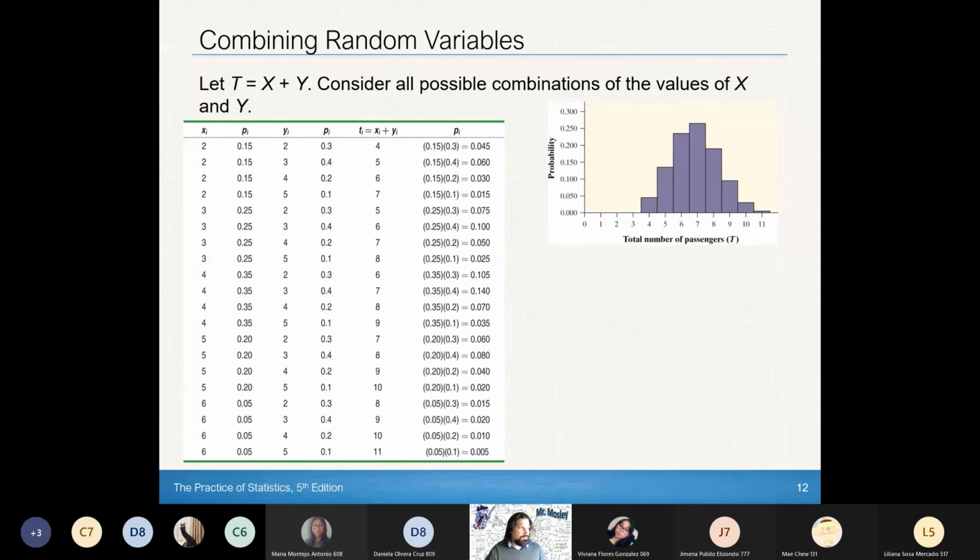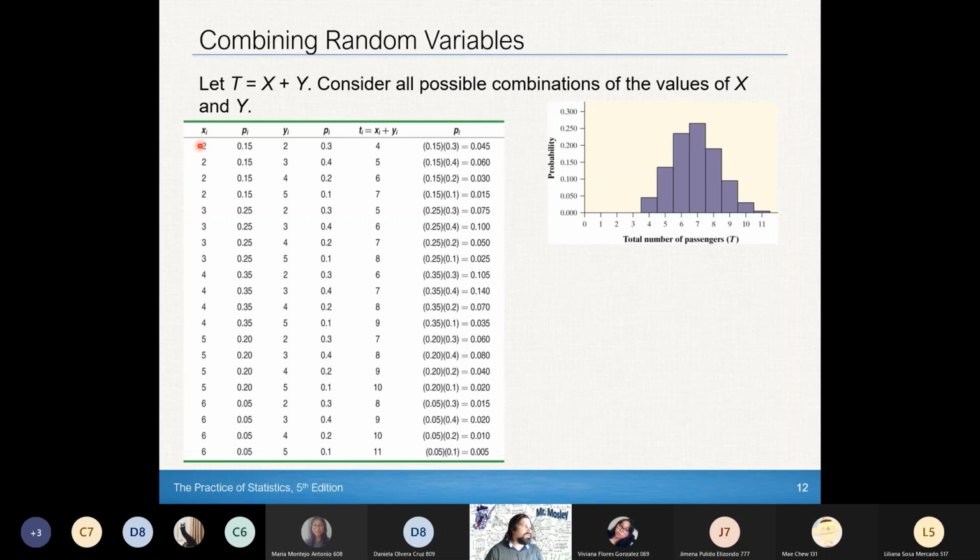This table shows all the possible combinations of the values of X and Y. And this would essentially be what we would use to calculate the mean, as well, if we wanted to, of all the possible outcomes. But we have a shortcut. We add the means and we get the same result.